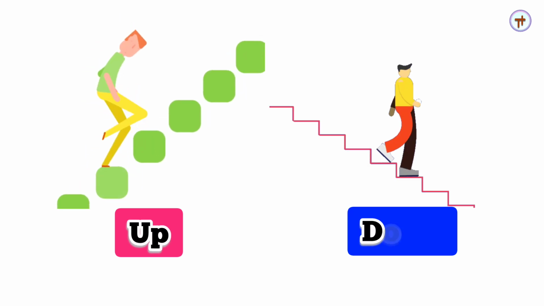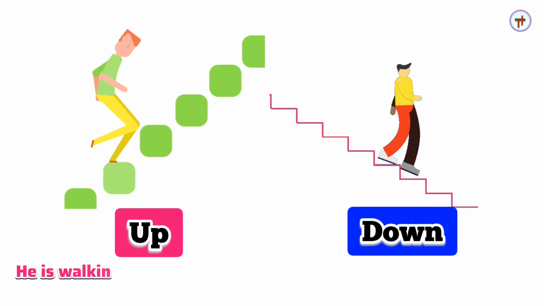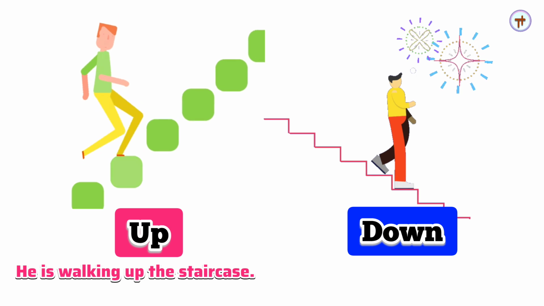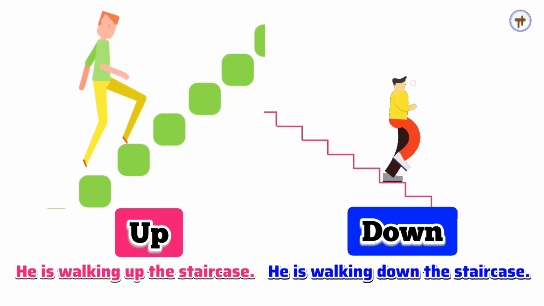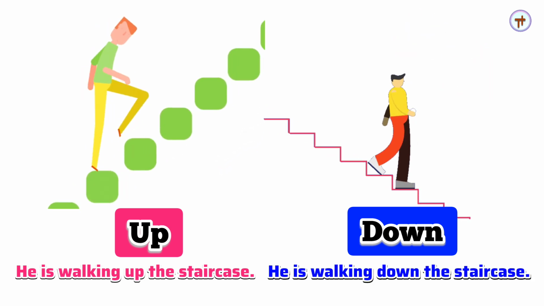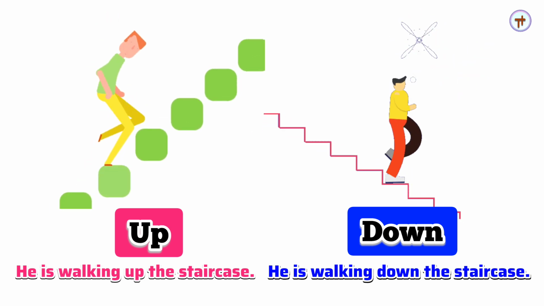Up, down. He is walking up the staircase. He is walking down the staircase. Up, down.